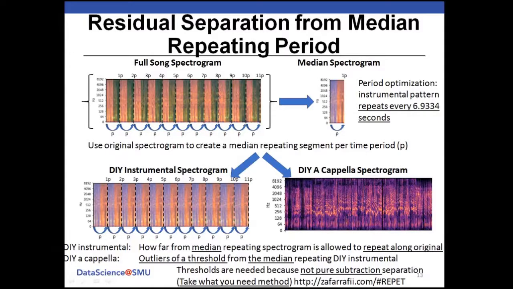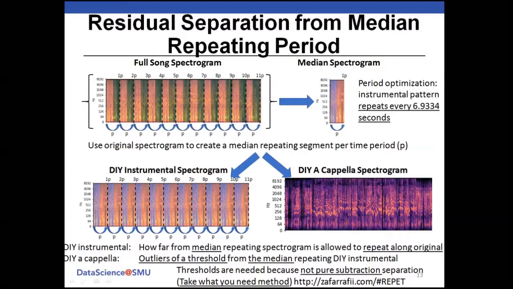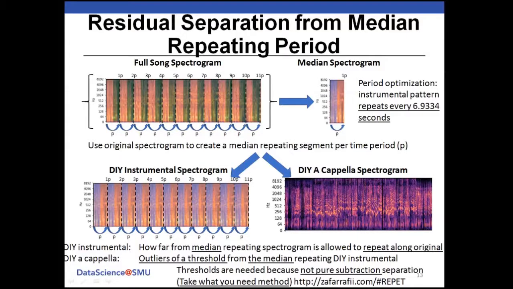It curves and molds itself around the repeating period. So that's why the mold of the median is molded around this allowed threshold of the original song to make the instrumental, for better or for worse, depending on how mature the threshold is. You gotta adjust by year. And then outside of that threshold, you could create a separate threshold or keep the same threshold to say whatever's outside of carving or molding the median repeating spectrogram is the a cappella.